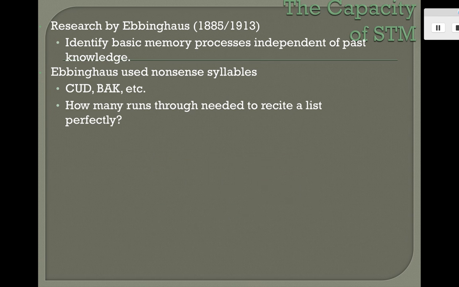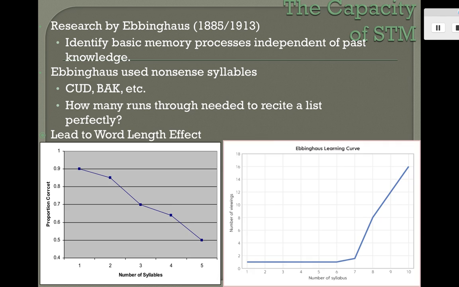Now, in terms of trying to understand how many run-throughs are actually needed to recite information perfectly, Ebbinghaus ultimately found what he called the word length effect. Essentially, the word length effect was the following. He found that if the number of syllables increased from 1 syllable to 2 to 3 to 4 to 5, the proportion correct in terms of his recollection started to decrease. So he saw this negative relationship between the number of syllables he was trying to memorize and his recall.